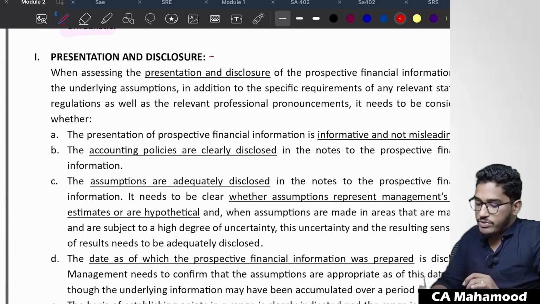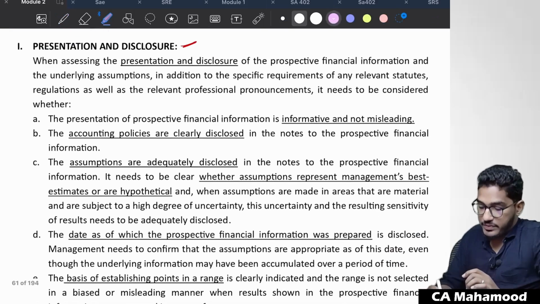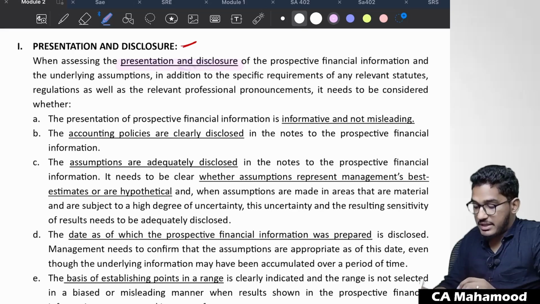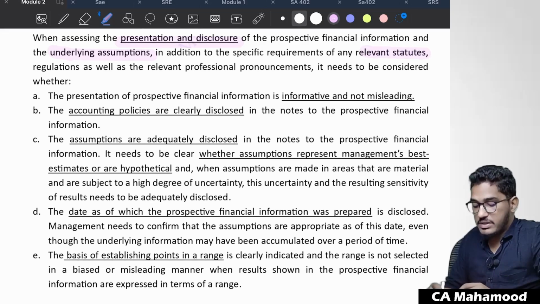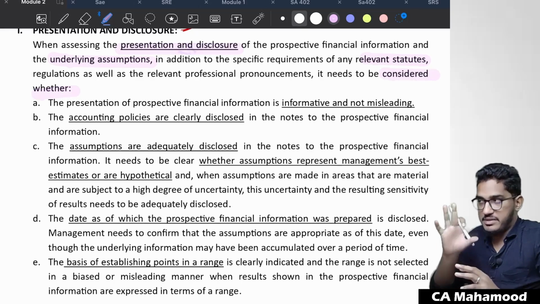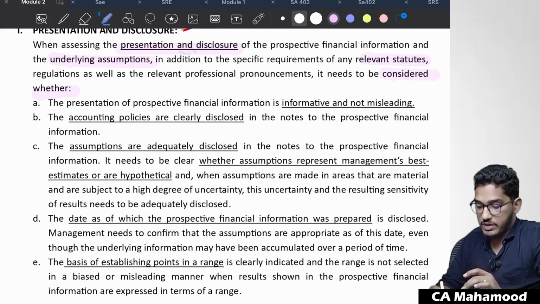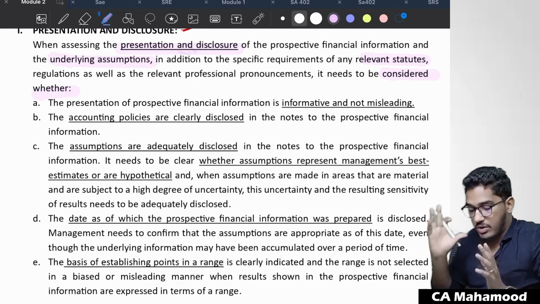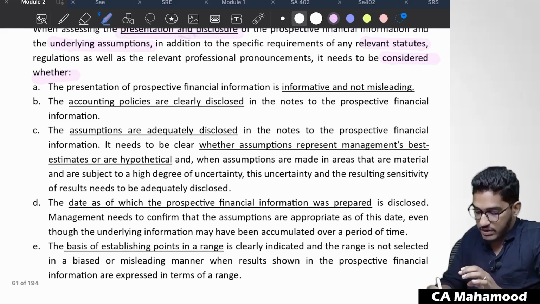Next, you need to check presentation and disclosure. Let us see what they're trying to say regarding presentation and disclosure. When assessing the presentation and disclosure of the prospective financial information and the underlying assumptions, in addition to the specific requirements of any relevant statutes, regulations, as well as relevant professional pronouncements, the following need to be considered. As a practitioner, you need to concentrate on the below things when you are checking the presentation and disclosure.